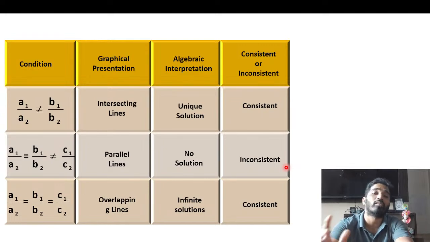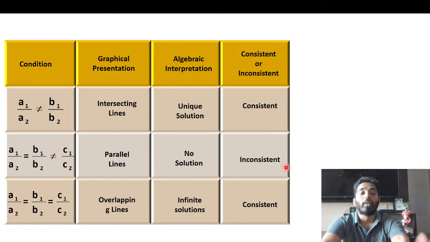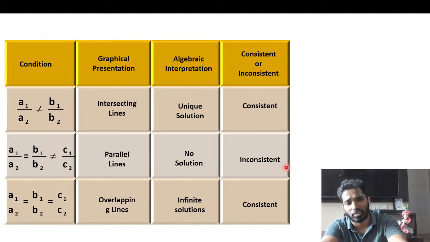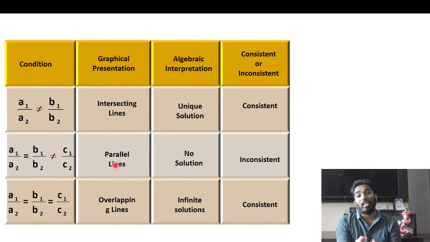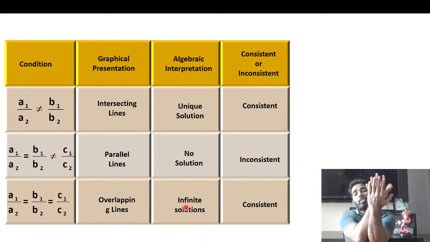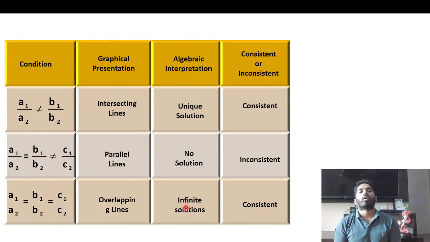Now let's try to understand what consistency means. If the two linear equations have a solution, it is consistent, may it be one solution or infinitely many solutions, 3 solutions, 4 solutions, it is consistent. But if it has no solution, it is inconsistent. Since in case 2, where A1 upon A2 is equal to B1 upon B2 and not equal to C1 upon C2, they are parallel lines, that means it has no solution, and no solution means it is inconsistent. And in case 3, where A1 upon A2 is equal to B1 upon B2 is equal to C1 upon C2, that means they're overlapping lines. And it has infinitely many solutions because it's overlapping lines, and it is also consistent.